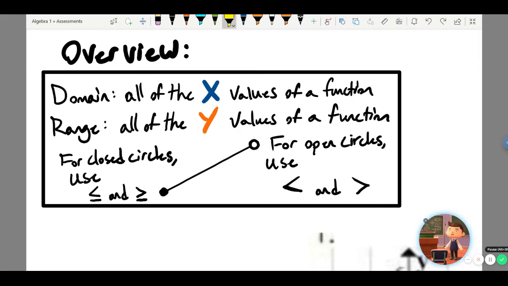So we're going to have to be looking out for two types of points, closed circles. So these are closed points. For these, you're going to use the less than or equal to and greater than or equal to symbols. And then for open circles, you're going to be using the less than and greater than symbols. So just keep those four things in mind, and we should have a smooth start to this lesson.